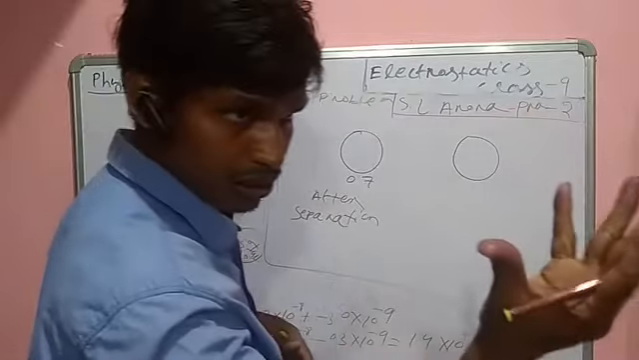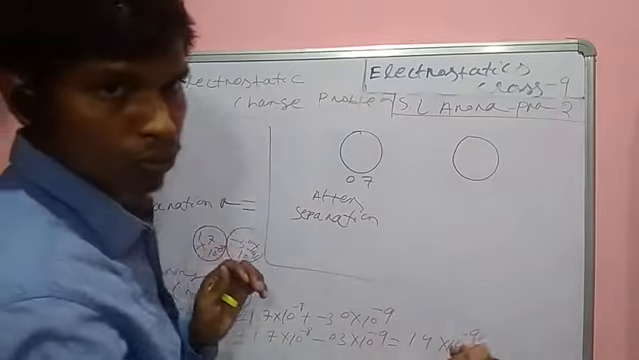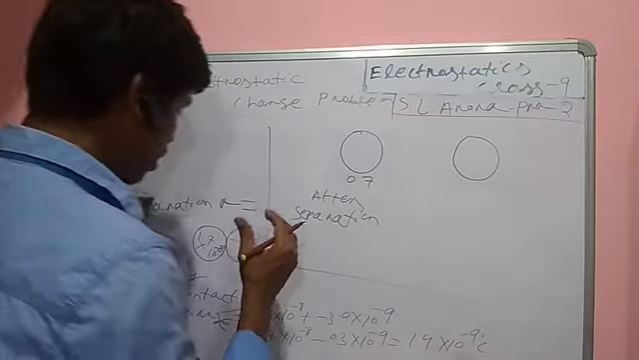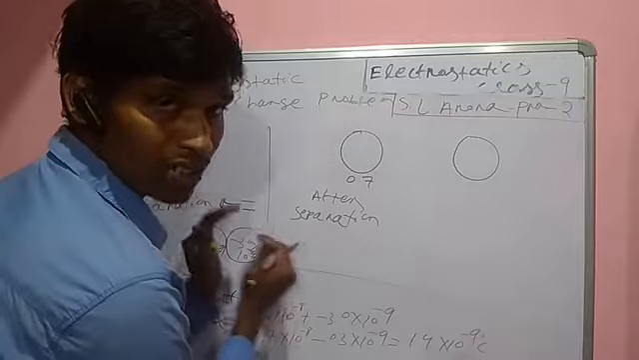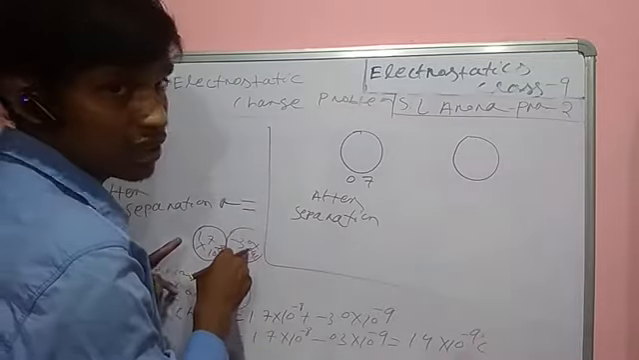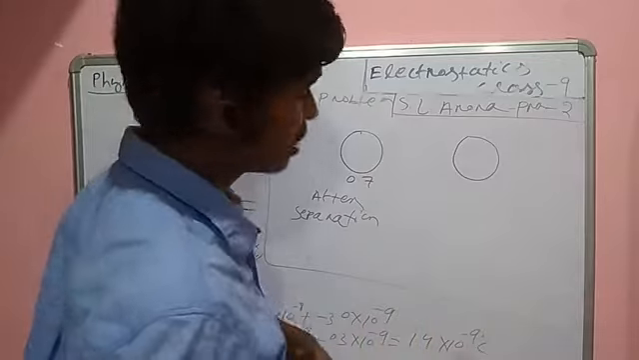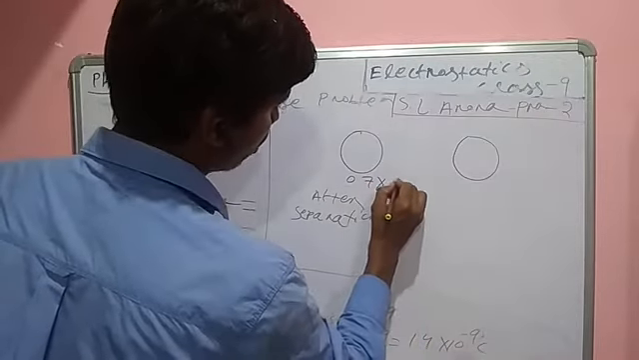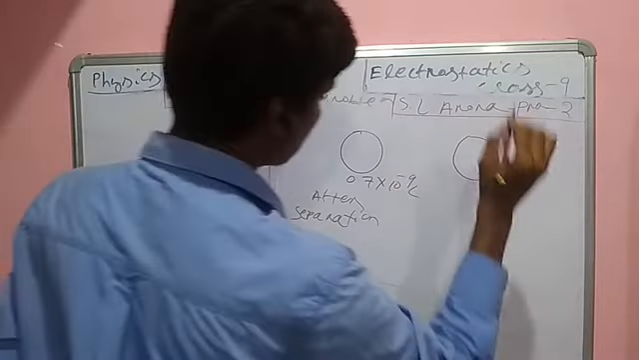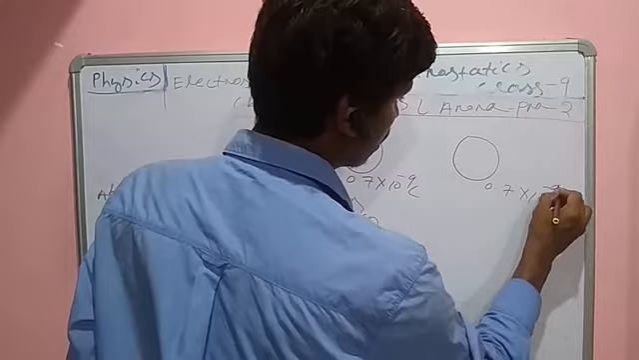One sphere is having charge of what? Total charge divided by 2, because during contact the total charge is this charge plus this charge. After separation the charge is divided. Listen, so 0.7 into 10 to the power minus 19 coulomb. This charge also 0.7 into 10 to the minus 19 coulomb.